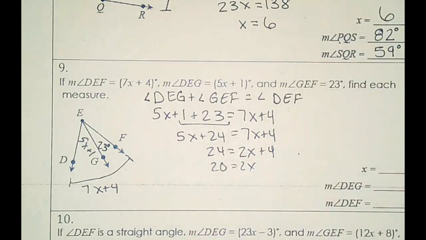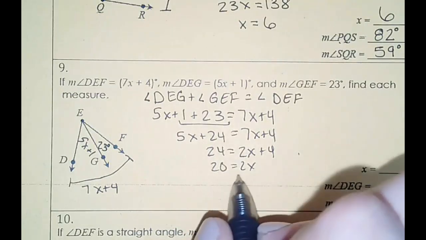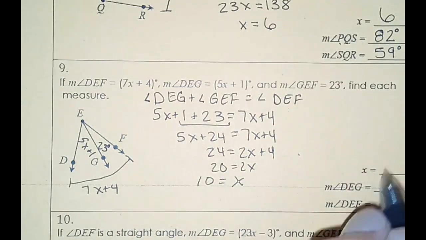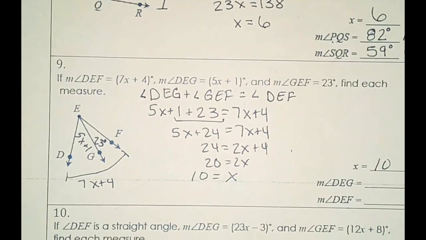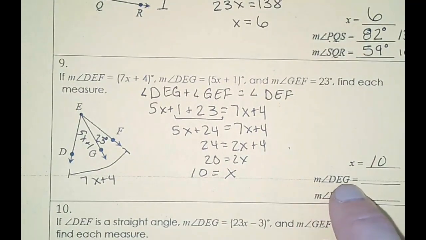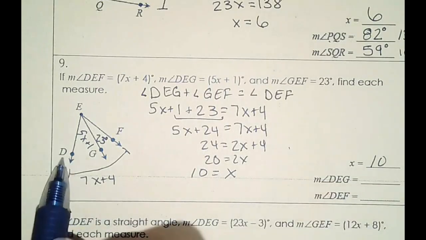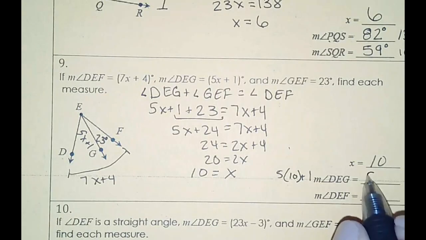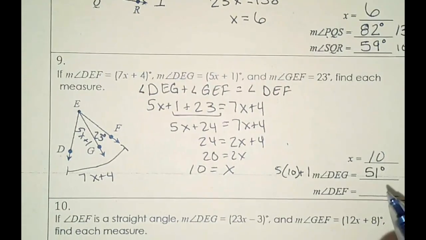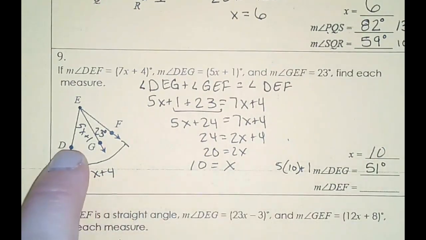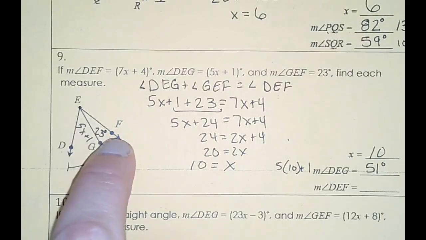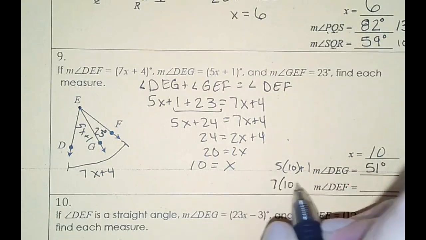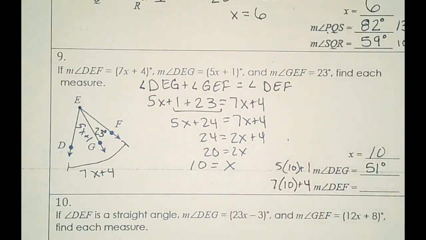Plug that in there. To find DEG, I'm doing 5 times 10 plus 1. So this is 51 degrees. DEF, so this is asking me for the entire angle. So I have 7 times 10 plus 4. So 74 degrees. Oops. Good thing you're using pencil. 74 degrees.